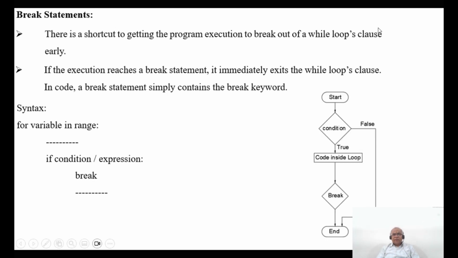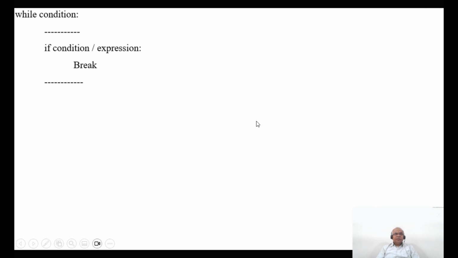Similarly, you have the following flow chart. So we have a start. For that we have a condition. If the condition is true, then it executes inside this loop. Then once it executes, again if the condition is true, then it breaks. If it is false, then it comes to the end. So this is how it will be executed.